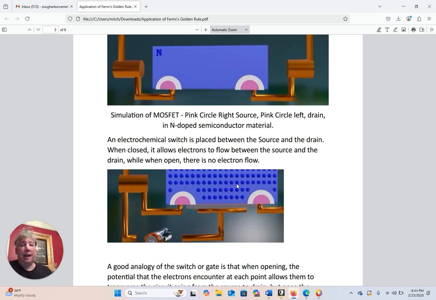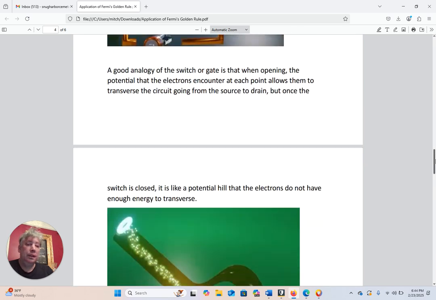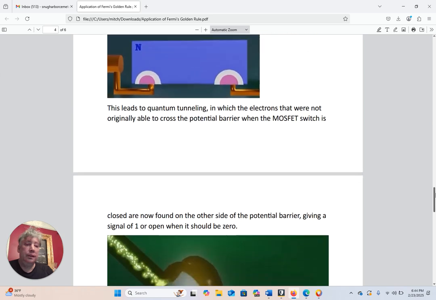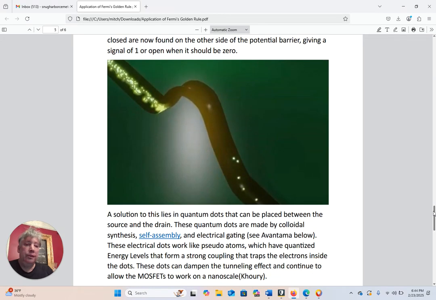And once that started to happen, we started to get quantum effects, because we were talking about a distance within the range of a few atoms. What that does is, you can see here that the electrons can't make it over the bulge, but all of a sudden they're right here, and then they appear on the other side. They're doing what's called quantum tunneling.